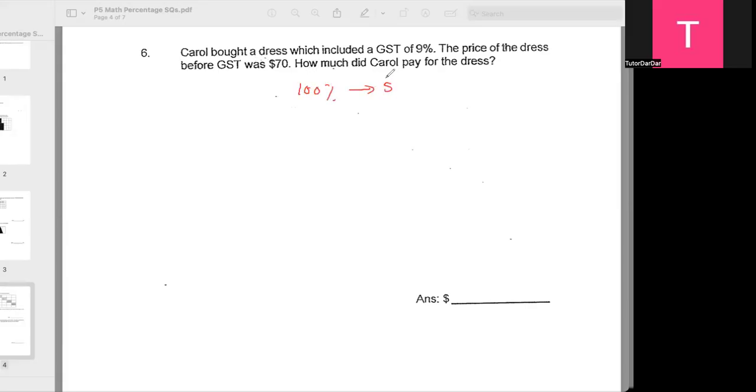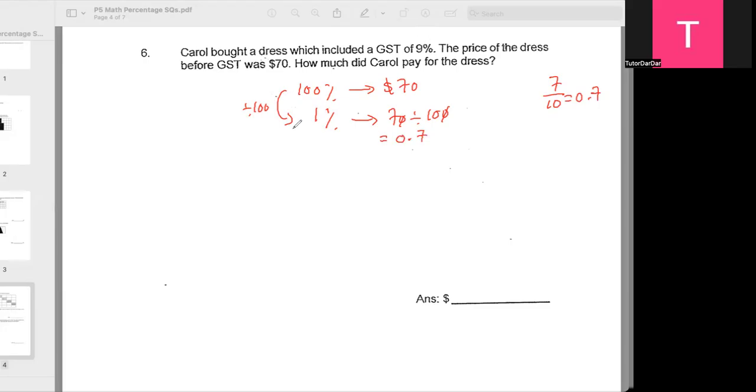100% of the dress is $70. So we will find 1%. Why do I find 1%? Because I need to find 9%. I cannot find 10%. I need to find 1%. So 100 becomes 1, so that means divided by 100. So this side also 70 divided by 100. So the 0s cancel. It is going to look like this: 7 over 10, which is equal to 0.7. Okay, so 1% is equal to 0.7.